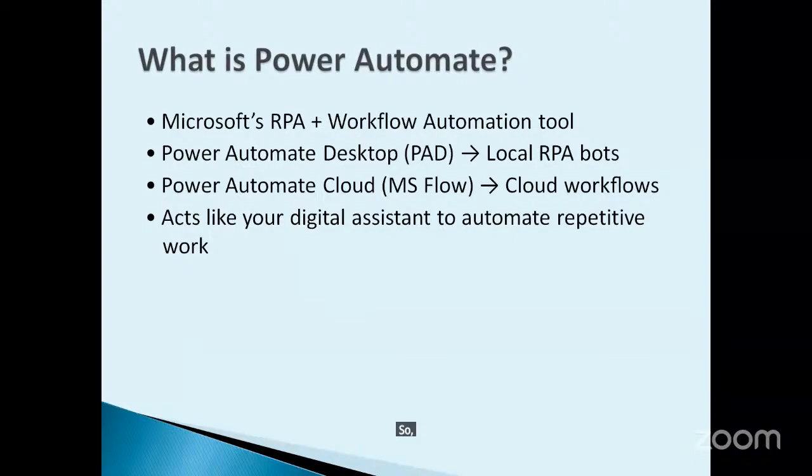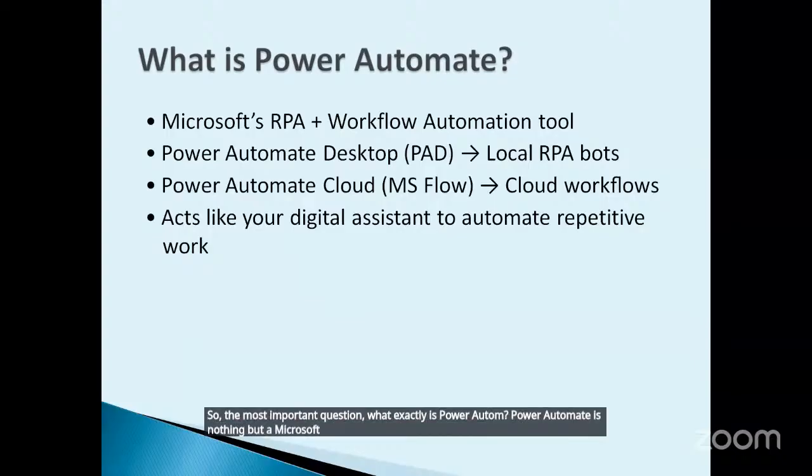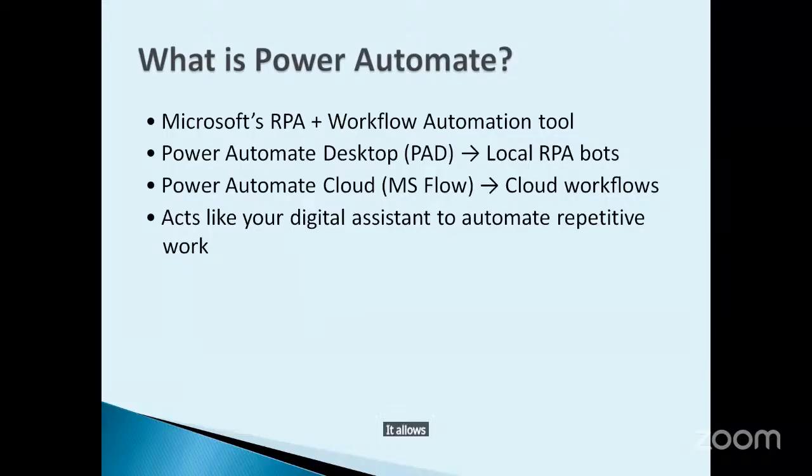So the most important question, what exactly is Power Automate? Power Automate is nothing but Microsoft's automation platform. It allows us to create our own automation, bots, workflows, and integrations without writing heavy code at all. It has basically two major components. One is Power Automate Desktop, and another one is Power Automate Cloud. This is the major advantage when it comes to Power Automate. You can do the local automation as well as the cloud automation.